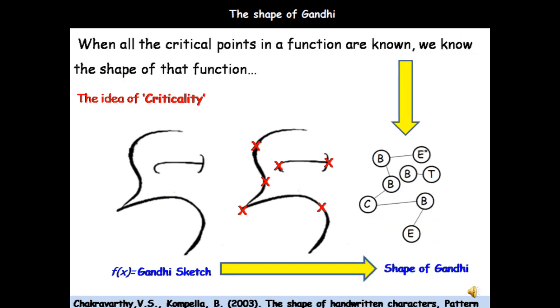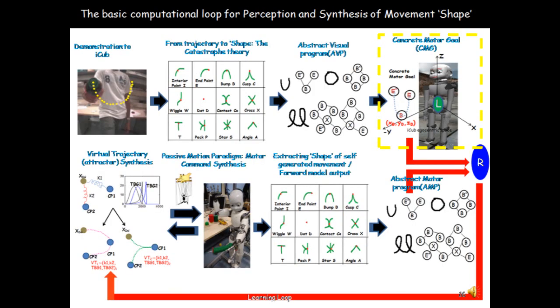So once all the critical points in a trajectory are known, you know the shape of that function, or you can move from a Gandhi sketch to a shape of Gandhi, or from a trajectory like U to the shape of U, and so on. So by extracting the shape of a trajectory, we reach a representation which we call the abstract visual program.